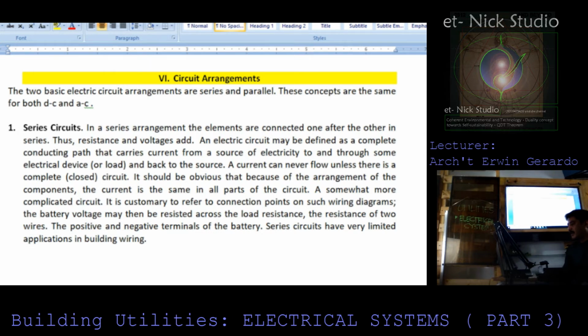So a current can never flow unless there is a complete closed circuit. When you say closed circuit, with the aid of a switch, and it is closed, it means in layman's terms that it is on. It should be obvious that because of the arrangement of the components, the current is the same in all parts of the circuit.